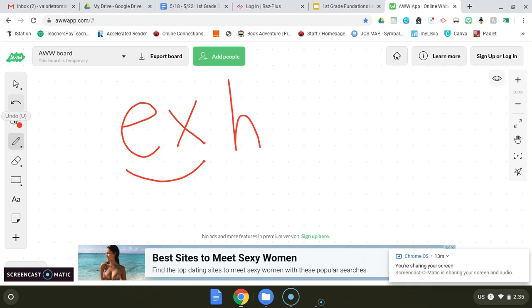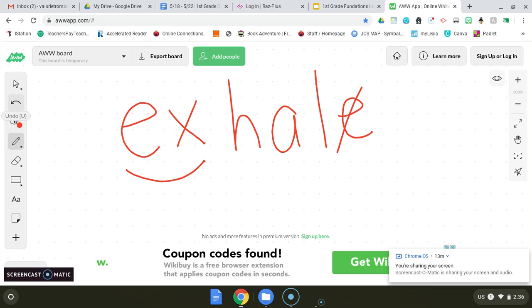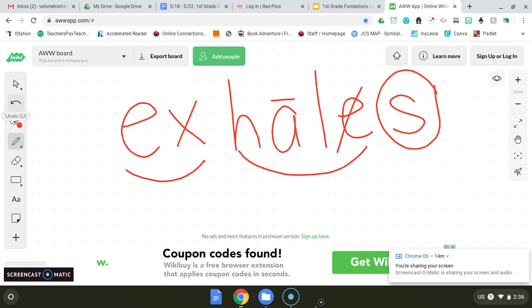I'm going to go ahead and write mine too. Remember, this E is telling the A to say its name. And I'm going to scoop my second syllable. And all I need to do now is remember what my suffix is. Exhale, exhales. So I'm going to add my suffix to the end of this word, and my suffix is S. My first syllable is closed, and my second syllable is vowel consonant E.